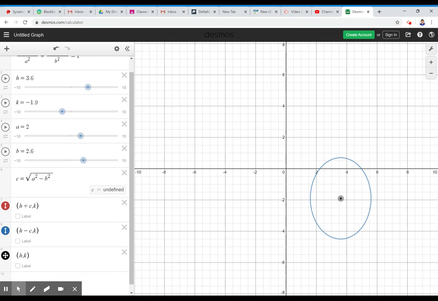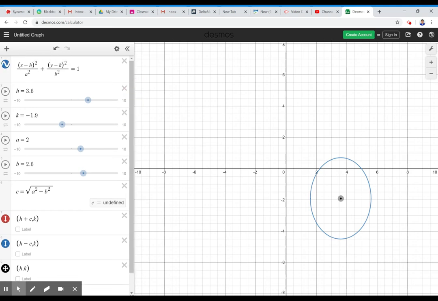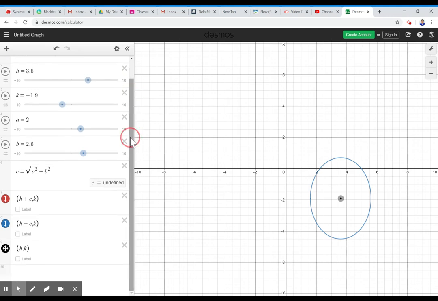And so when you remember the one that's under the y is bigger, then you've got to reverse these around. Up here in my equation, I'm using the a under the x and the b under the y. And in that case, when you're finding the foci, the c needs to be added to the k and subtracted from the k, because now the foci will be on the major axis, which in the case of the number under the y being bigger, becomes the vertical line instead of the horizontal line.